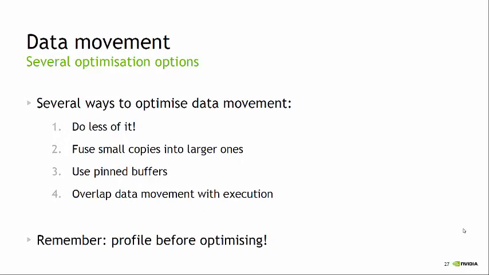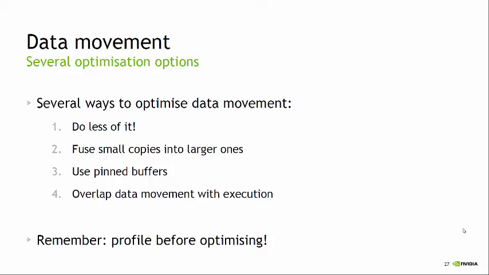So there are several optimization options when you're looking at data movement. I've broken it down to the 4 main ones. The first one is do less of it. We've already seen that by moving our data clauses outside of our kernel in hands-on 2, we're doing less data movement, and therefore we're going faster. So that's a bit obvious, but it's worth saying. It's the first thing you should be looking at. Are we moving too much data?